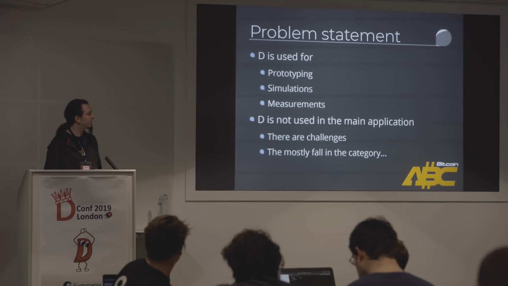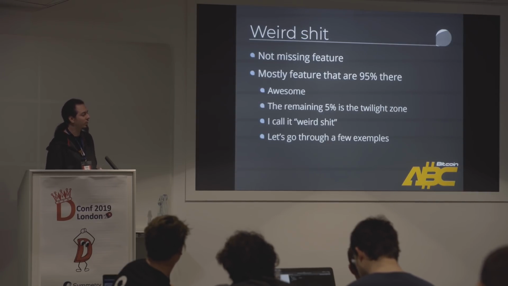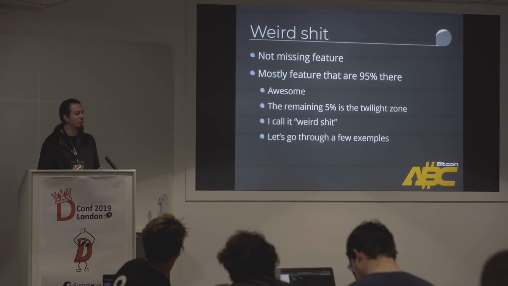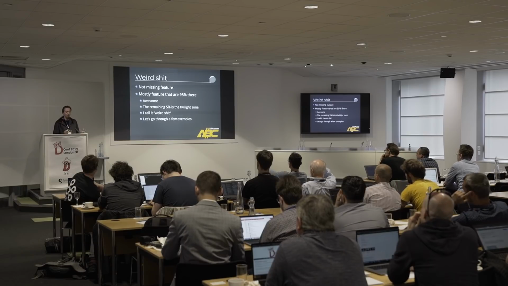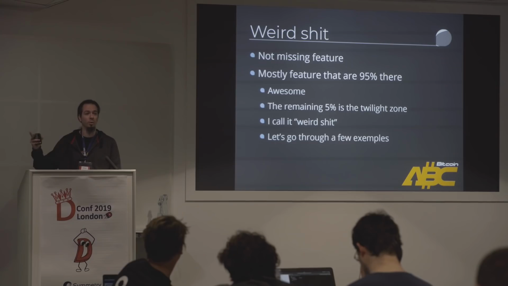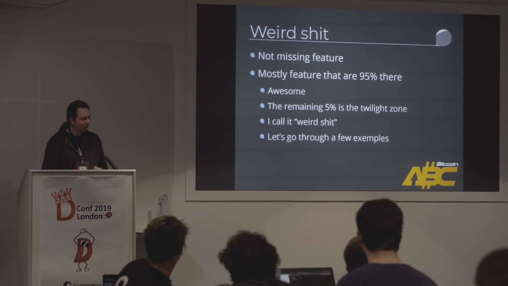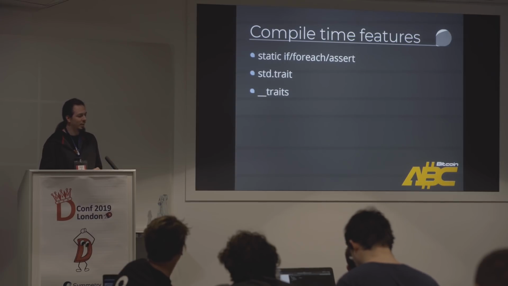And they pretty much all fall in the same category, and that category is weird shit, right? There is weird shit happening all the time with D. So it's not like missing features. People are talking a lot about new features that they need, and I have everything I need in D, right? But most of those features are like 95% there, and the remaining 5% is the Twilight Zone: stuff appears, disappears, nobody understands any of it, like immutable enums and stuff like that. So we started calling that weird shit because this is very weird. And I want to go through a few examples.